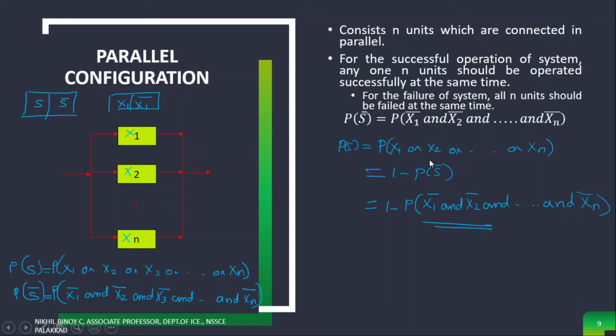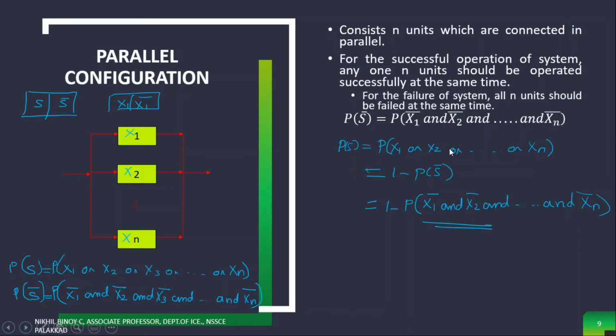Is it okay? In some situations you can apply this combination rule. In some situations this calculation may be simple. In some situations you have to use this combination rule, then take its complement, that is 1 minus that value. It will give P of S.